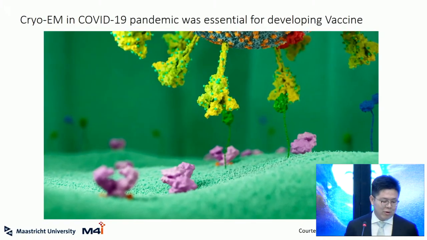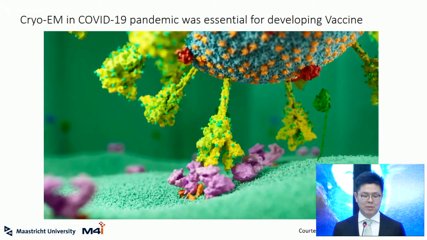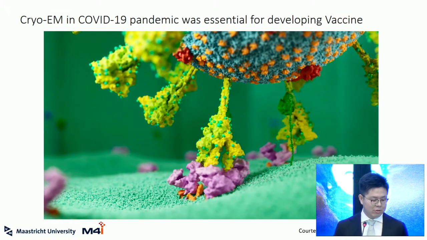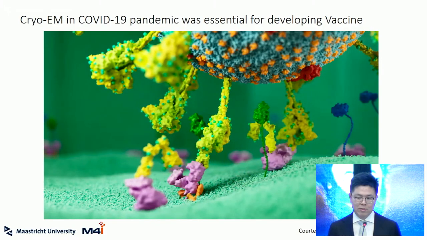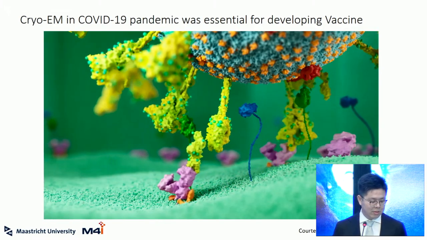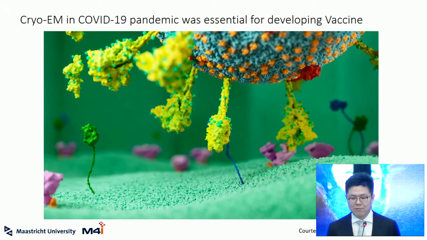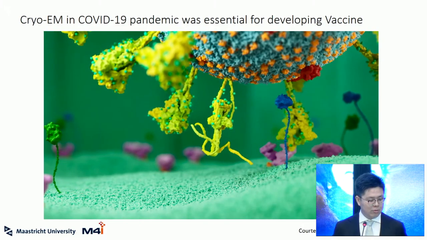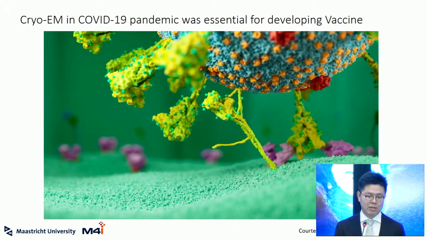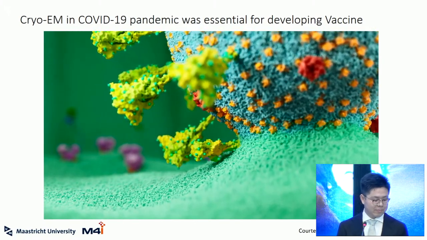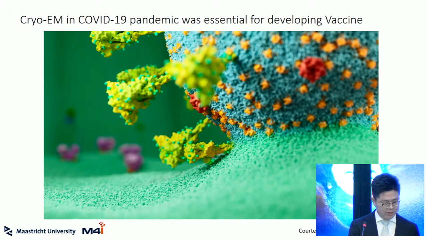Cryo-EM has also been a very important tool for developing vaccines during the COVID-19 pandemic. As the video shows here, the spike protein of the SARS-CoV-2 virus is the component that binds with the ACE2 receptor in our host cell, and then brings the cell and virus together and starts the infection process. Cryo-EM has revealed the high-resolution structure of the spike protein so that we can develop a vaccine to generate antibodies in our body to interfere with the infection.